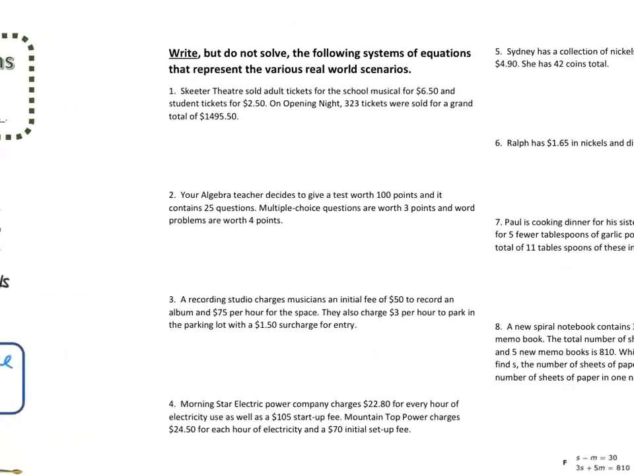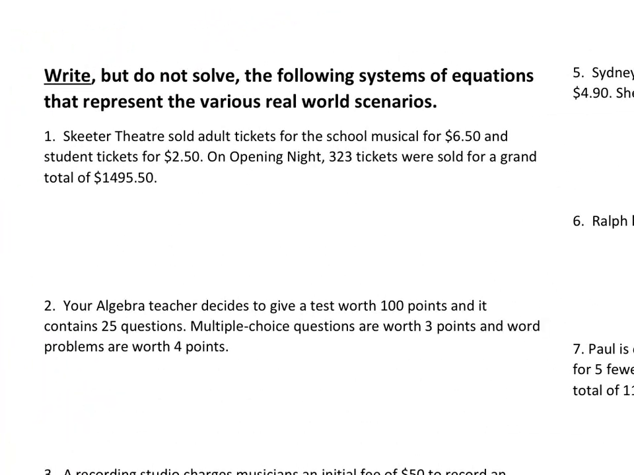Let's jump right in. We're going to write but not solve a system of equations for the various real-world scenarios, okay? What we're going to do while we read these is highlight what we think the variables are so that it helps us label them. Number one says, Skeeter Theater sold adult tickets for the school musical for $6.50 and student tickets for $2.50.